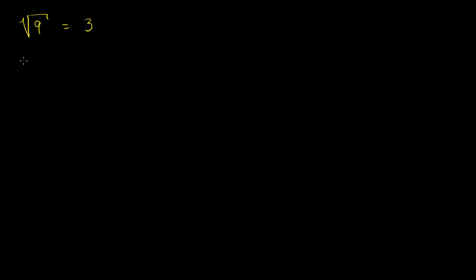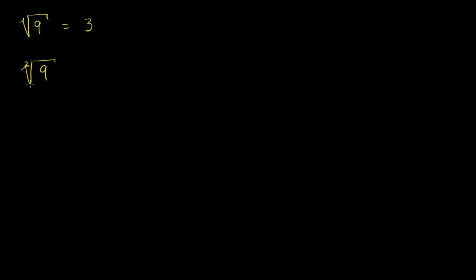Now, what's implicit when we write it like this is that I'm taking the square root. So I could have also written the radical sign like this and written this index 2 here, which means the principal square root of 9. Find me something that if I square that something, I get 9.